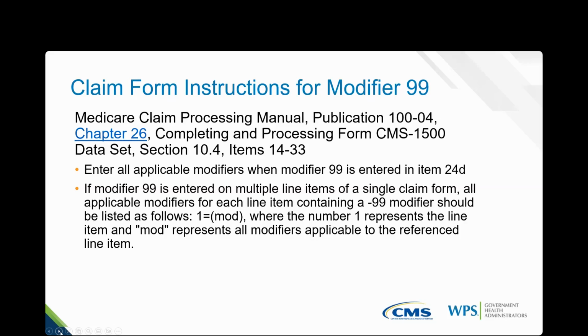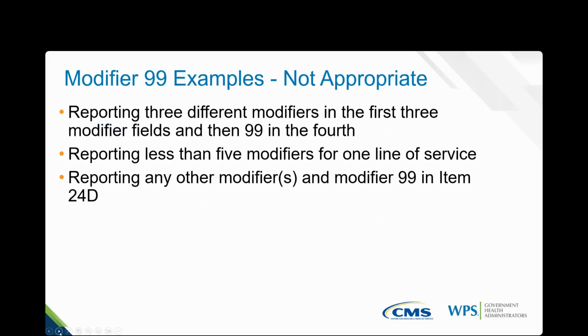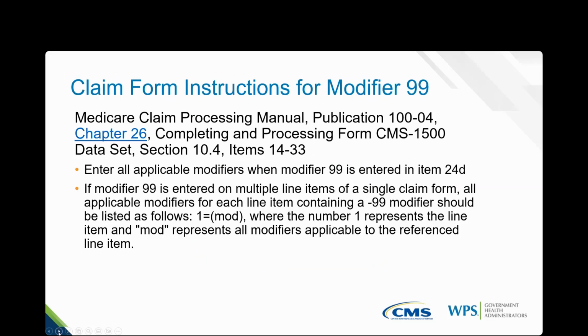Now, the next step, if you're doing that, is also important, but it's also important on any claim, regardless of how many modifiers you're reporting. As a rule of thumb, when you're listing multiple modifiers for the same line item, the placement of the modifiers really does matter. You must report all of the pricing modifiers first, and then follow with those modifiers that are considered by Medicare to be informational modifiers.